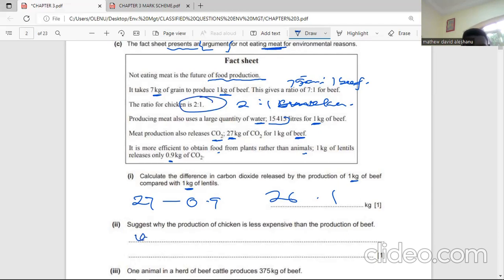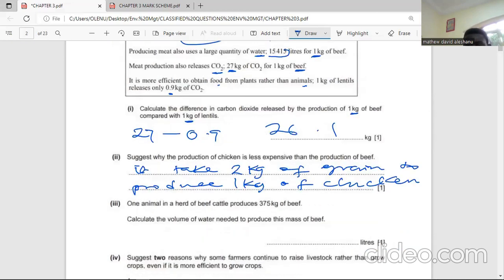It takes 2 kg of grain to produce 1 kg of chicken.